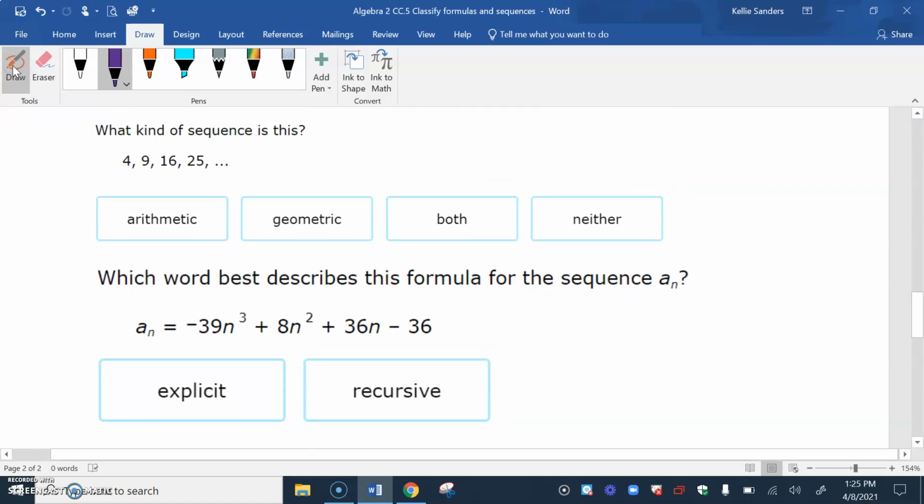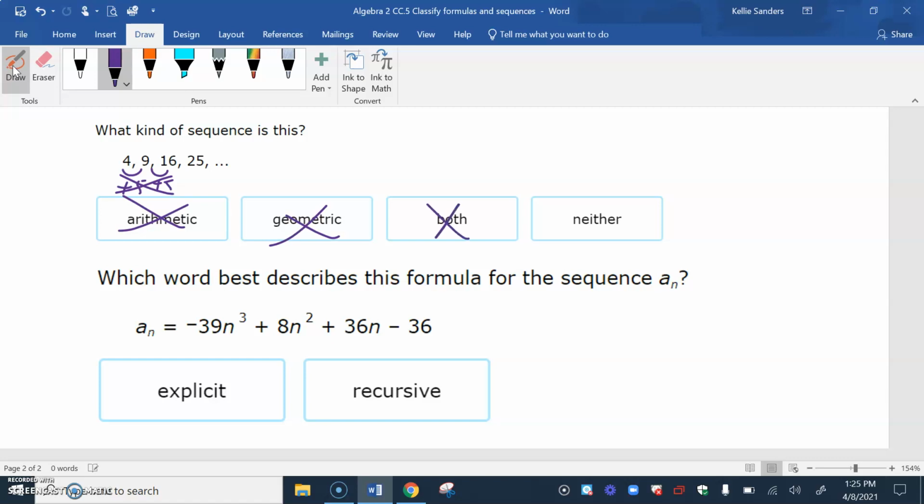What kind of sequence? If I add 5 and I add 5, 9 plus 5 is 14, not 16, so it is not arithmetic. 4 times a whole number is not going to give us 9, and a fraction is not going to work either, so it's not geometric, it's not both, it is neither.